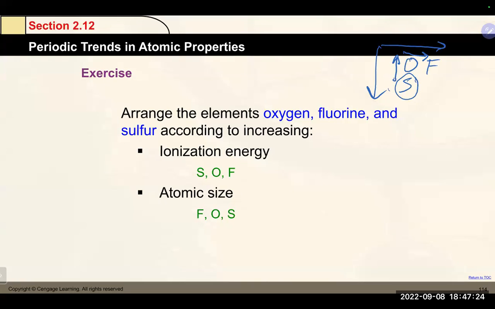Increasing size would go opposite. Remember that up and to the right, things get smaller, and larger as we go down. So the smallest here would be fluorine, and then the next smallest would be oxygen next to it, and going down below oxygen would be larger, which would be sulfur. Any questions on that?